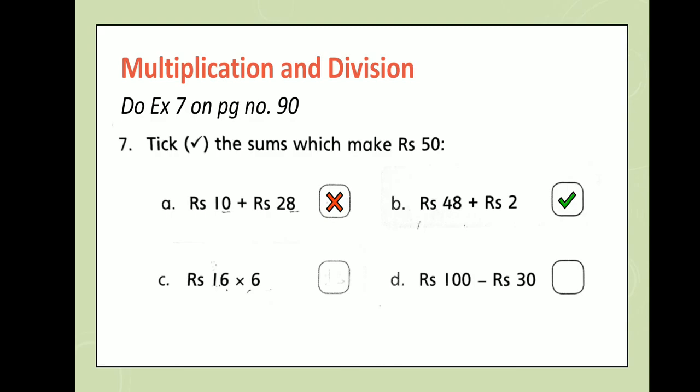Now take the sums which make rupees 50. 16 multiplied by 6 is equal to 50? No. 100 rupees minus 30 rupees is equal to 50? No, it is equal to 70. So, it is wrong.